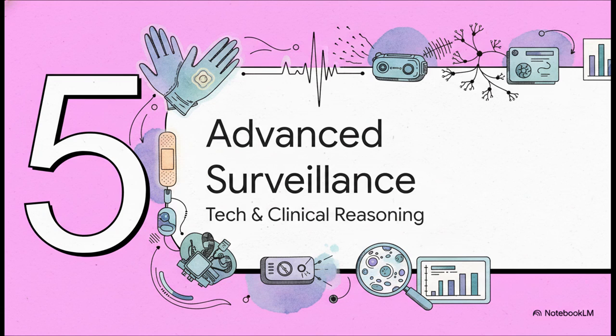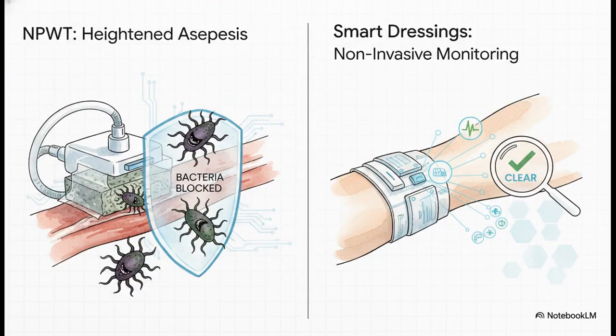Aseptic technique doesn't just stop when the dressing is on. The next phase is all about surveillance, using sharp clinical reasoning and new technologies to watch for any signs of trouble. Modern tech gives us some incredible tools, but they come with their own challenges. Take negative pressure wound therapy. It's super effective, but it requires an even higher level of asepsis, because any breach can turn the whole system into a reservoir for bacteria.